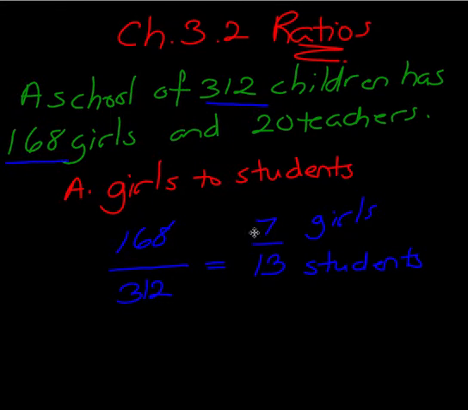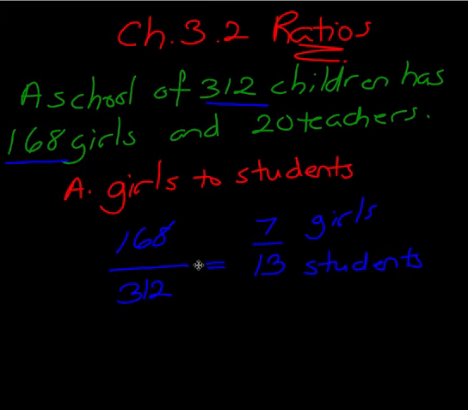Now, the reason that we reduce our ratios is because it can help us understand the ratio even better. Saying that out of 312 students, there's 168 girls, well, it's a little bit hard to imagine these large numbers in our mind. But I can imagine 13 students, and I can imagine 7 of them being girls.